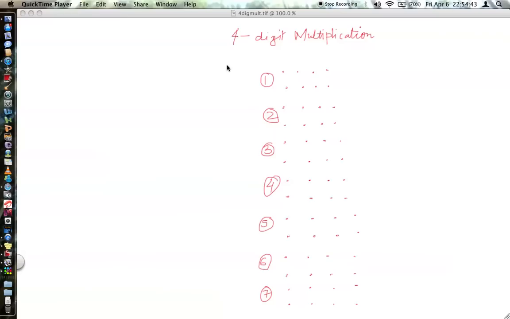So some of you asked for more than 3-digit multiplication. Here you go. So here are the steps for 4-digit multiplication. Step 1, you multiply the first two. Step 2, you multiply these two and you add. Step 3, you multiply these two, these two and you add.